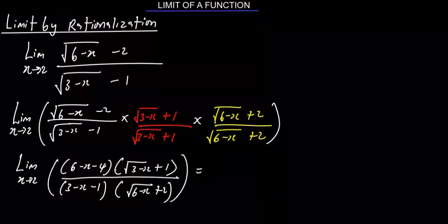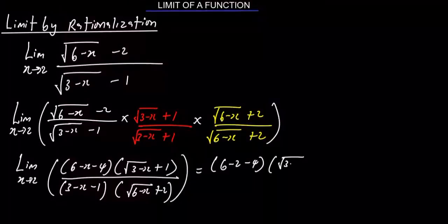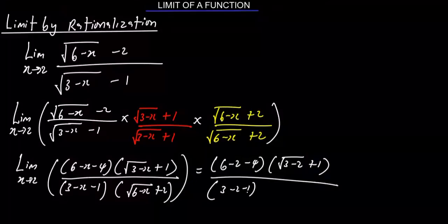So what do we do from here? Let's substitute directly. I'll be having, for this part, 6 minus 2 minus 4. This part I'll be having square root of 3 minus 2 plus 1. Then all over here I'll be having 3 minus 2 minus 1. Let me see. Observe that. Okay, please pardon me for this.